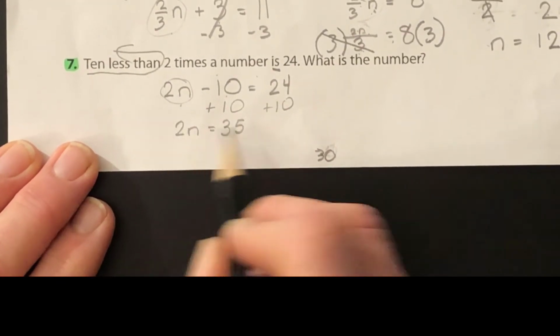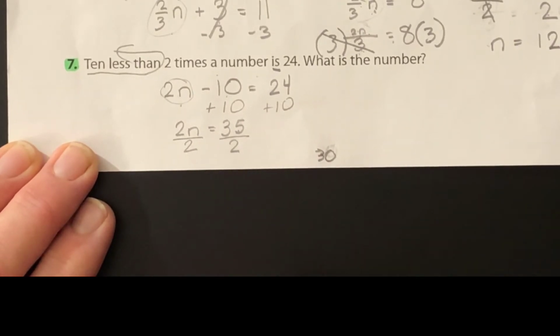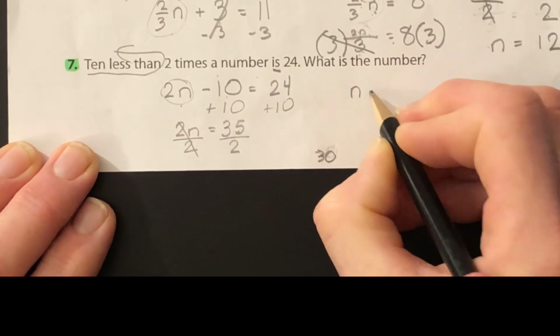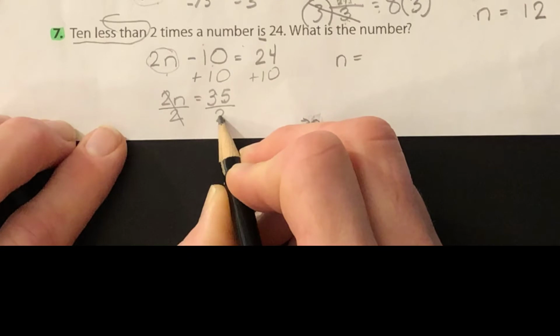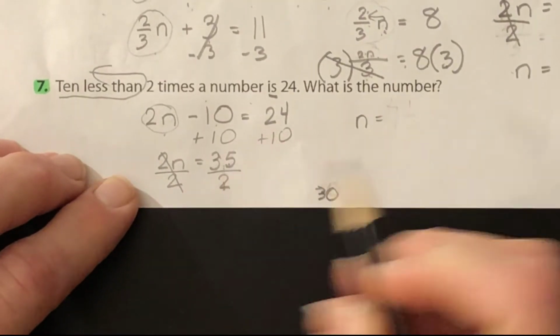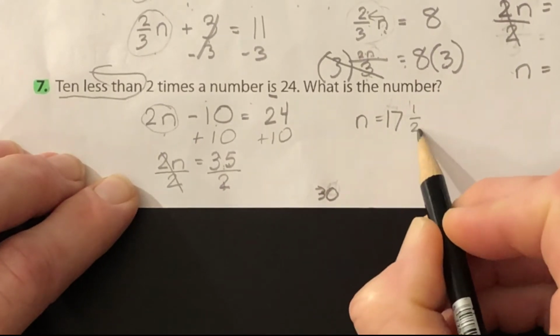I will divide both sides by 2. Looks like I am not going to have a whole number for an answer. That cancels out, and I have n equals 35 divided by 2. Let's think. 2 goes into 34 17 times with 1 left over.